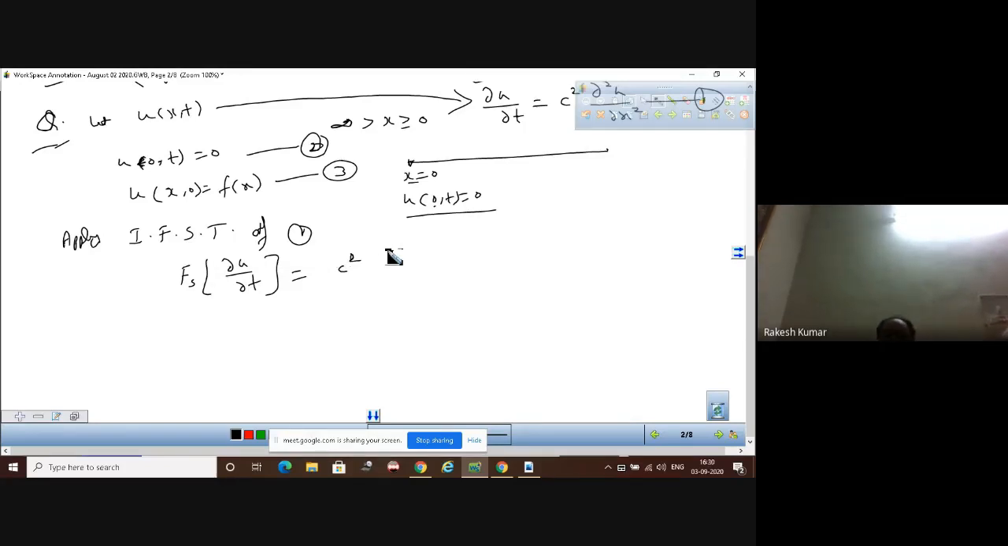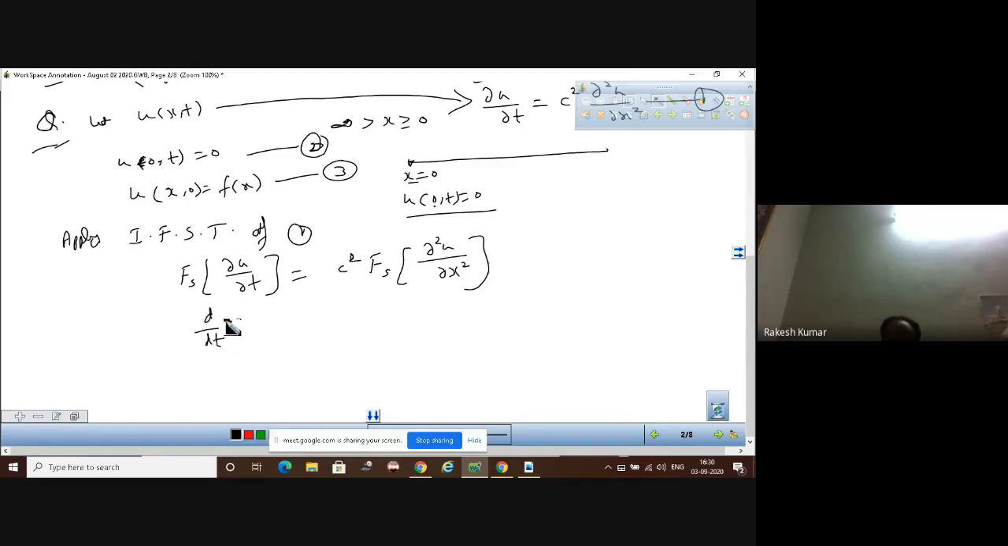We cannot take the Fourier transform option, so it can be taken out by linearity. Fourier Sine transform of del square u by del x square. As we know the formula of the Fourier transform, the derivative with respect to the variable x will be transformed to the parameter s. So there is no role of the t variable. It can be written like this.